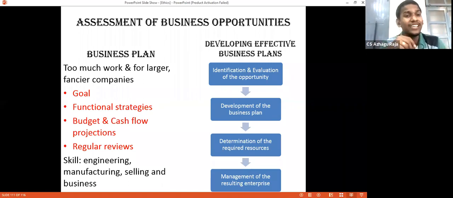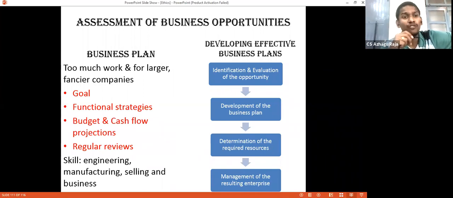And they talk about the skills required to draft a business plan: engineering skill, manufacturing skill, selling skill, and business skill. These basic skills are required to draft a business plan, right? Now, developing an effective business plan: what are the steps involved? Again and again they are telling identification and evaluation of the opportunity. Without identification and evaluation of the opportunity, you may not be able to draft your business plan.